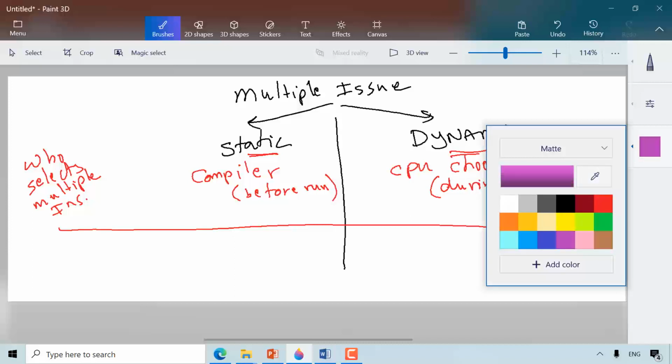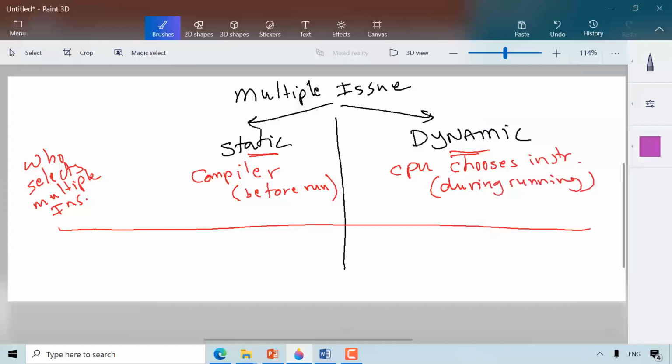And the next point is, by the way, when the compiler chooses those, it will put those instructions in what we call a packet. So these are the instructions: instruction 1, instruction 2, instruction 3, for example a packet of 4. We call those packets.